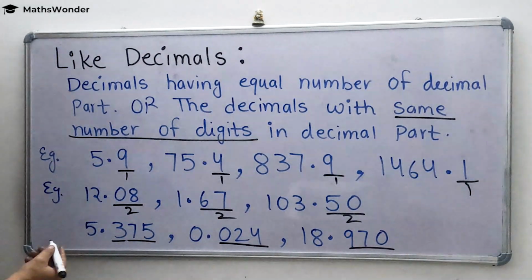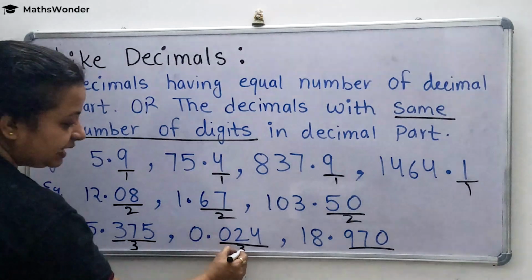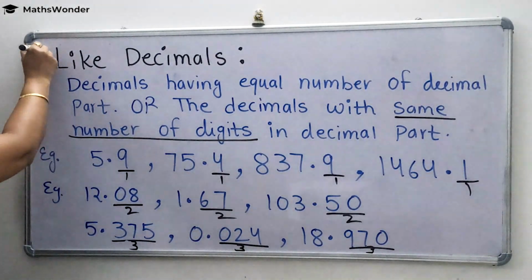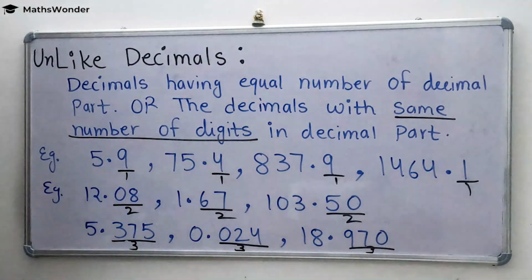Understood the concept, Adrit? Yeah. And I think an unlike fraction is a fraction with not equal parts, right? Exactly, same idea. So now come to unlike decimals. The next is unlike decimals.